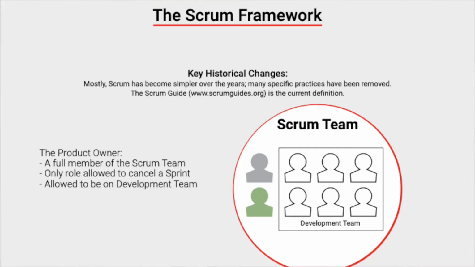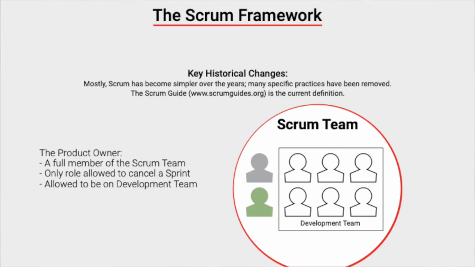That tight interaction is actually something that's referred to in the Manifesto for Agile Software Development. Business people and teams should interact daily. So, the product owner is a full member of the Scrum team. They didn't used to be. They used to be not a member and quite restricted in their interactions.